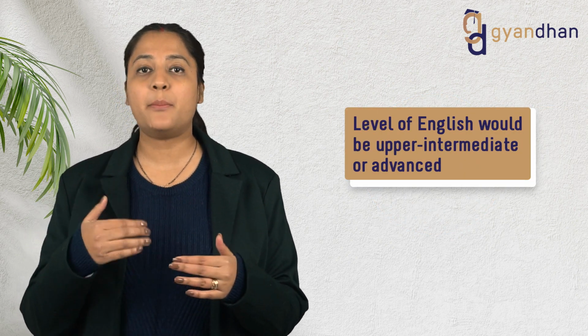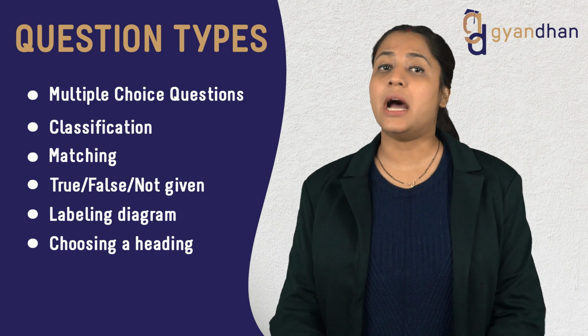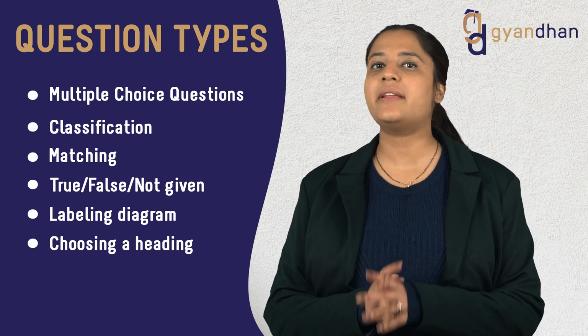Using the right technique for the right question is very important. The passages in the academic IELTS reading test can be based on a variety of topics, can be illustrated, and can also be written in different styles. The length of these passages would be somewhere around 800 words and the level of English would be upper intermediate or advanced. Now, let's look at the question types which can be there in your reading test.